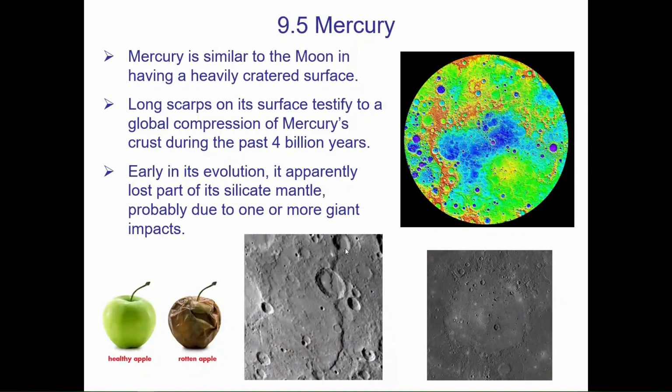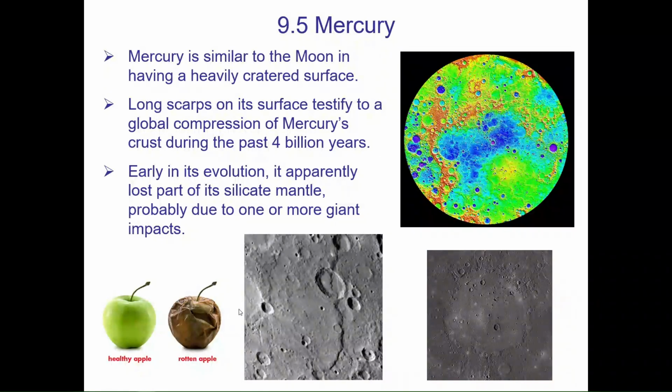And this is different from the cliffs on Earth. We believe this is not due to plate tectonics. Similar to the Moon, we believe there is no evidence of plate tectonics on the surface of Mercury. And we think these long scarps, which look like cliffs if you take a close look, are actually due to a global compression of Mercury's crust during the past 4 billion years.